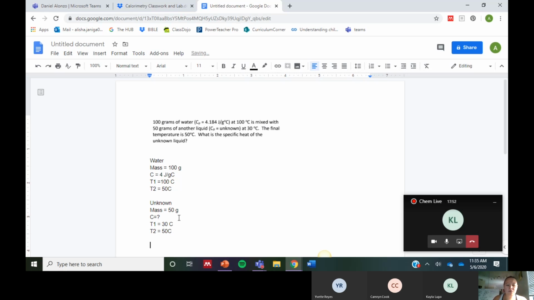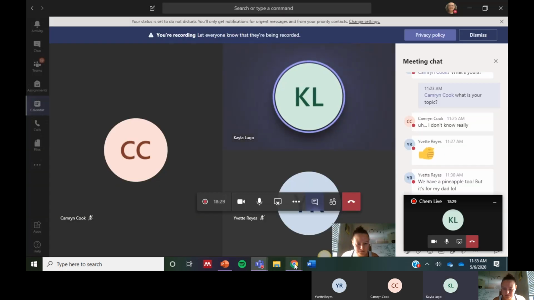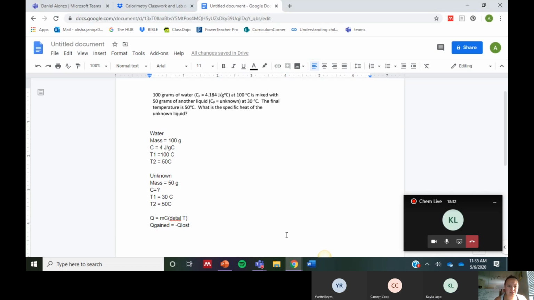And so we know that Q, our energy that we're absorbing, is equal to our mass times our C times our change in temperature. We also know that energy is conserved. So that means that energy gained is going to be equal to energy lost. And we have this negative sign so we don't end up with weird negative numbers. Does that make sense so far? Yes. Okay. So we haven't done any math yet. We just pulled out everything from the question.